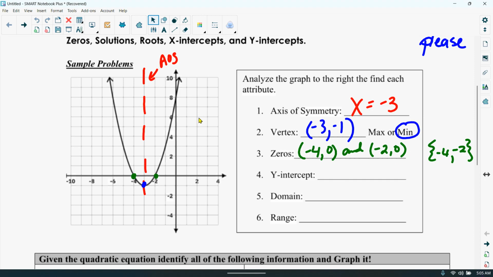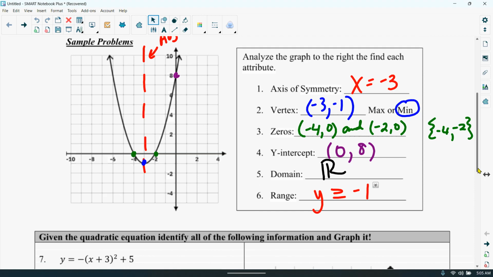And then our y-intercept, we're already familiar with that. That's where it touches the y-axis right here. Your domain is always all real numbers. And your range corresponds with your max or min. Since this parabola is opening up, it's going to be greater than -1.